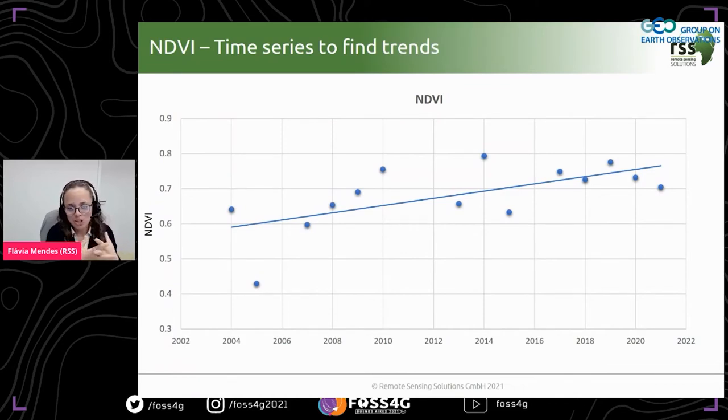But here we really have to take care, because we have strong seasonality in the savanna, and we have to be careful about which data we use. NDVI is highly sensitive: if we have a big fire, the regrowth can also make the NDVI increase. So if we see an increase in NDVI, what is the reason? Is it because there was a fire and now it's regrowth, or because there was only soil and now we have a tree planted in the agroforest system? That's why we also decided to use SAVI and also NBR.